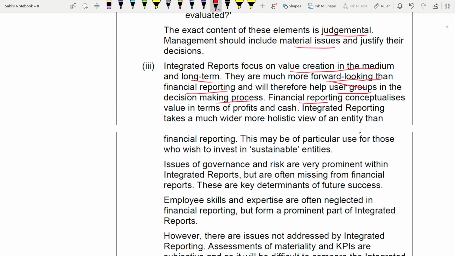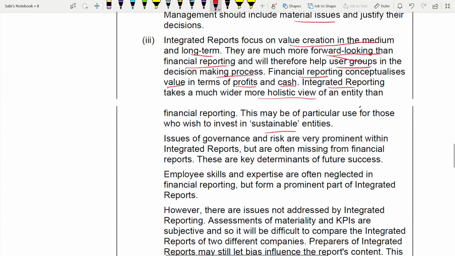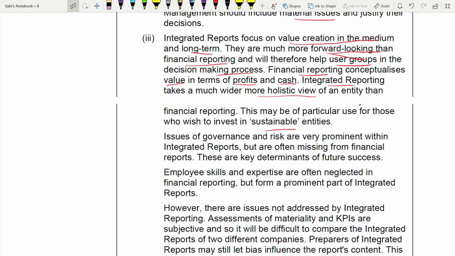Financial reporting says value only in terms of profit and cash. If you're having higher profit, higher cash, that means you're valuable. Integrated reporting says they look at a more holistic view. They look at the entity from different perspectives, not just profit and cash. And this is sustainable also. If you want to invest in sustainable entities, this is of particular use.